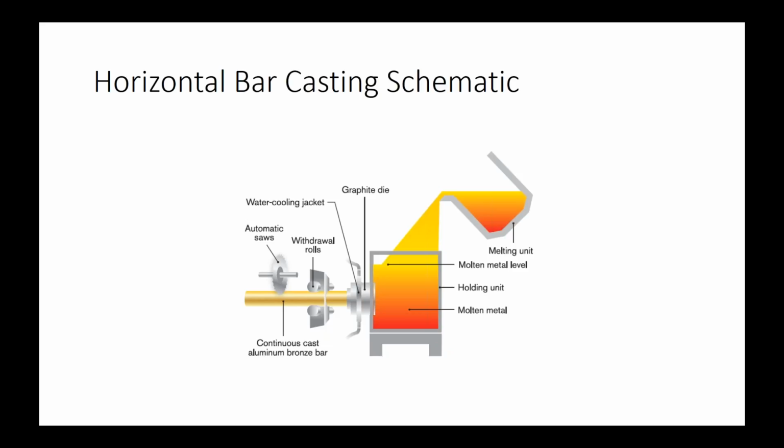In horizontal casting, here's an illustration of a bar being cast in a horizontal fashion. You again have a melting unit feeding this. The molten metal is fed into a holding unit or holding furnace. The molten metal level has to be kept at a certain point, or head, to be able to feed the bar continuously. And this is not dissimilar from the vertical casting. You need to keep the holding furnace full to a certain point.